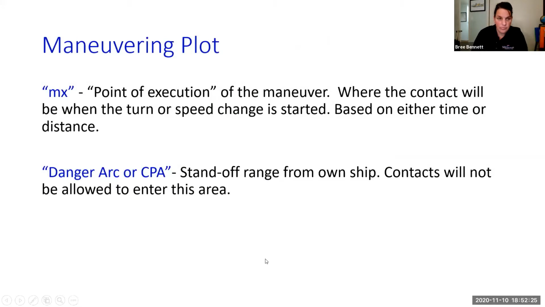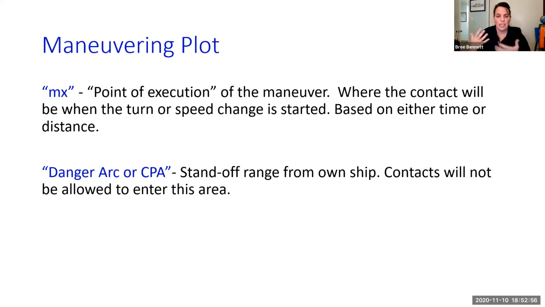Okay. So our MX, our point of execution, is when we make that change. So it'll either be time or distance, however it's going to be given to us in the problem. And then we have our CPA. So we see what's actually happening, and then we have the CPA that we're comfortable with. So do I want a 2-mile CPA? Do I want a 3-mile? Do I want a 1 mile? What am I comfortable with?